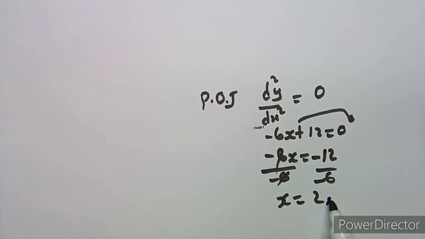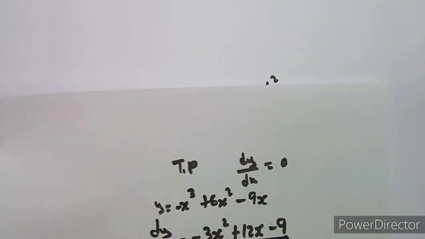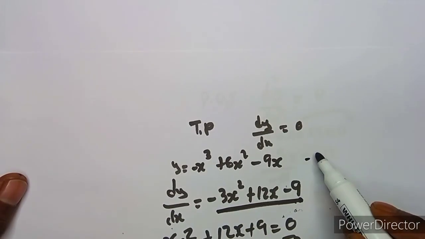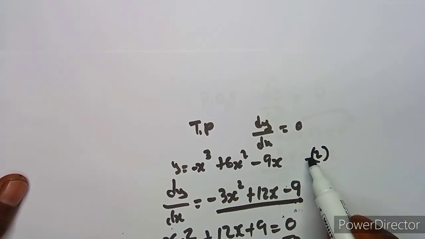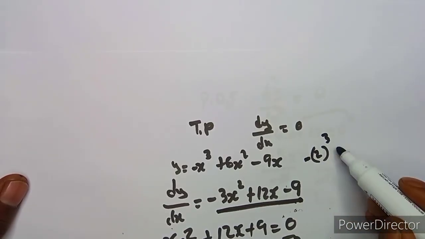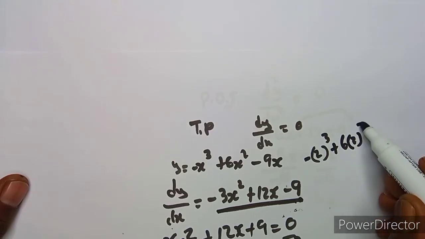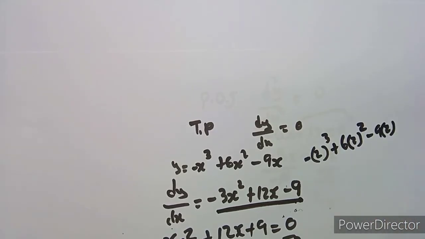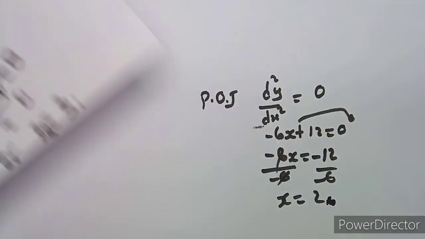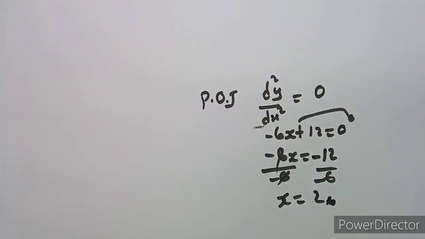So which means at x equal to 2, we have to find the value of y by doing the same thing that we did last time, substituting into the original equation. So it's going to be -2 outside of the bracket, plus 6 into 2 squared minus 9 into 2, which gives us negative 2. All right, so we now have a lot of information that we need to sketch this graph.